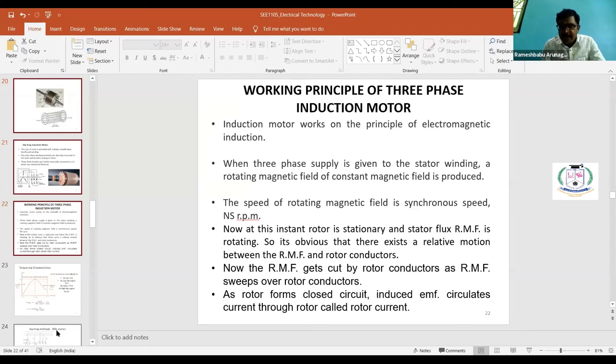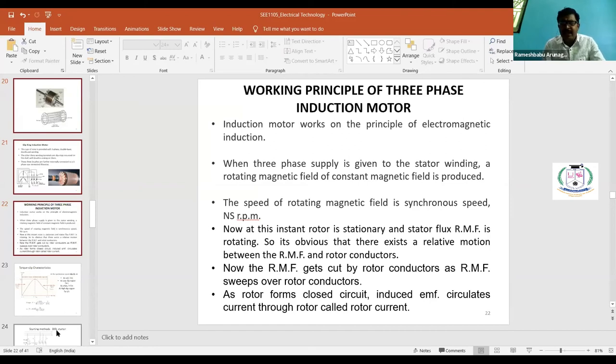Whenever a current carrying conductor is placed in a magnetic field, it experiences force. That is what it is. The current carrying conductor is nothing but the armature, that is the rotor conductor. It is placed in the stator flux, so automatically the rotor starts to rotate. This way also you can explain the principle. A current carrying conductor placed in a magnetic field experiences force, so the rotor starts to rotate.